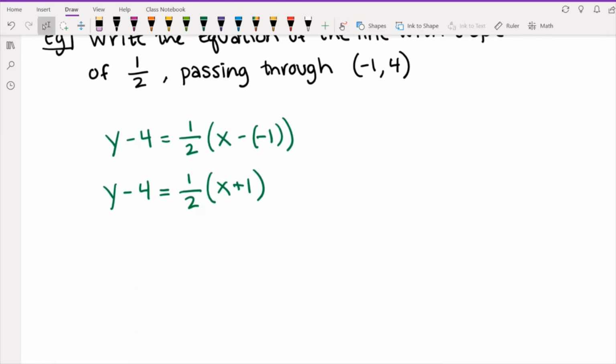But sometimes, and what we'll usually be doing in this class, is once you have your answer in point slope form, you want to actually be able to put it into slope-intercept form so that you can write it as a function. So let's put this into function notation. In order to put something into function notation, you need to have it set up as y is equal to something, right? Because then you can change that y into f of x.